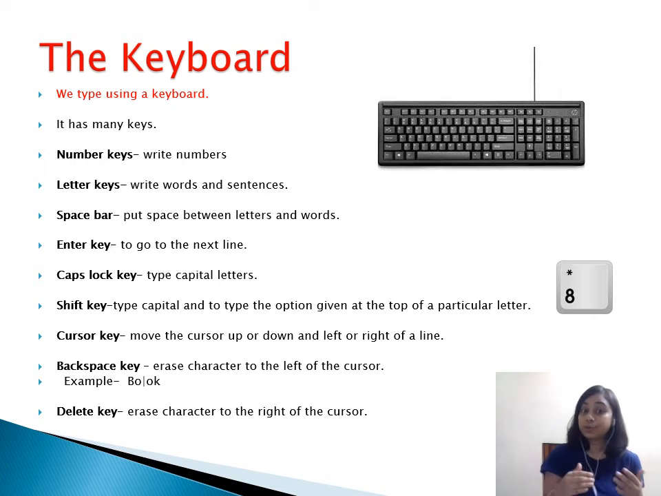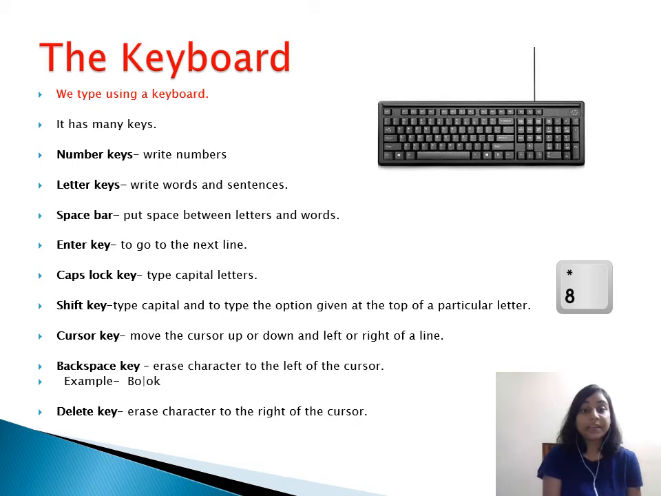Shift key is also used to write capital letters and also to type the option given at the top of a particular letter. For example, dear children, if you see the number key 8, you will see a star sign at the top of the key. So if you want that star sign, then we will press shift key and that key together so that we will get that option at the top of a particular letter. Cursor key is used to move the cursor up, down, left or right.